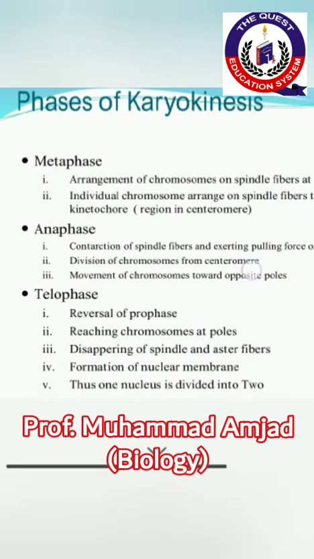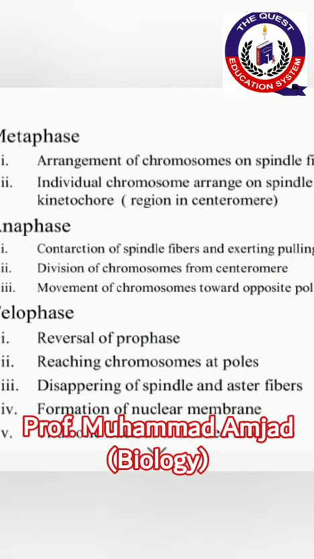The next phase is anaphase. During anaphase, the main change is the contraction of the spindle fibers, which exert a pulling force on the chromosomes. Due to this, the chromosomes divide at the centromere and start moving toward the opposite poles. The next and last phase is telophase.